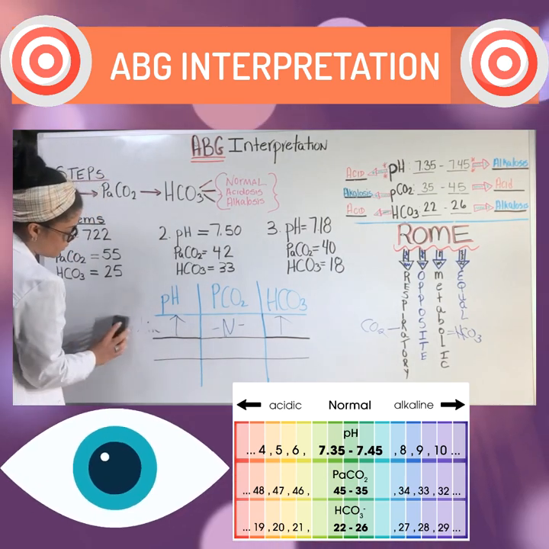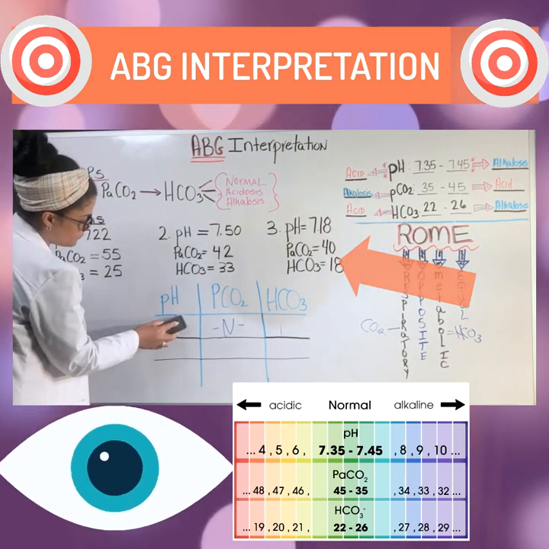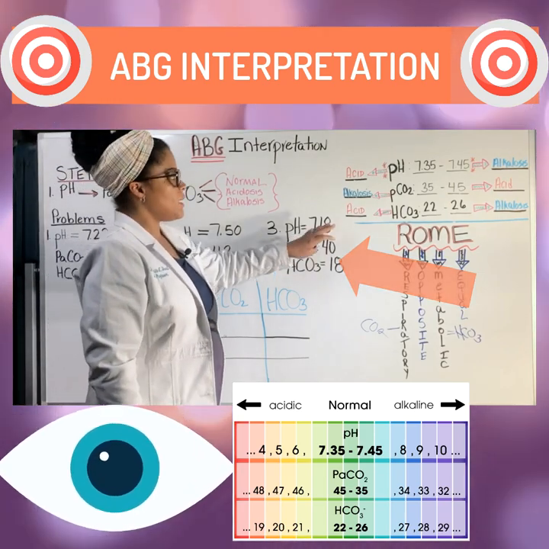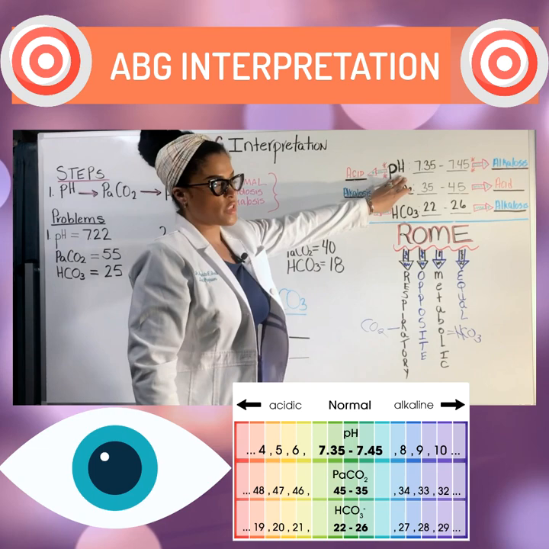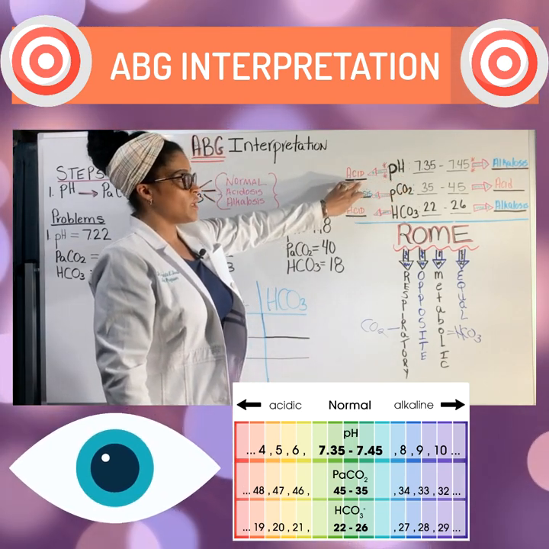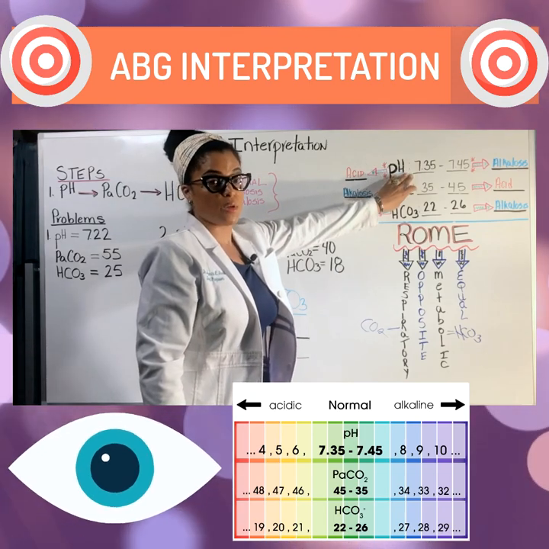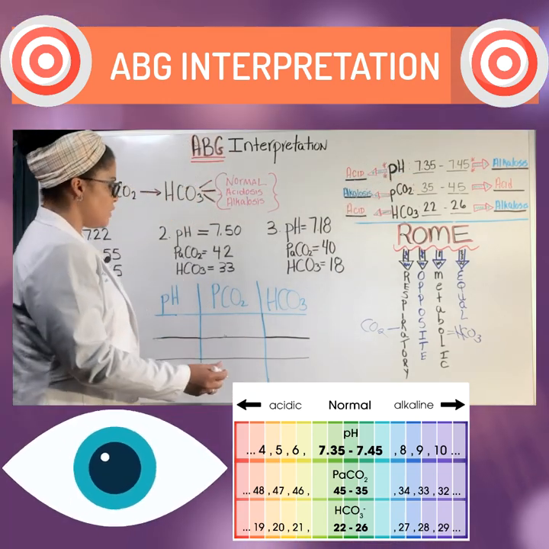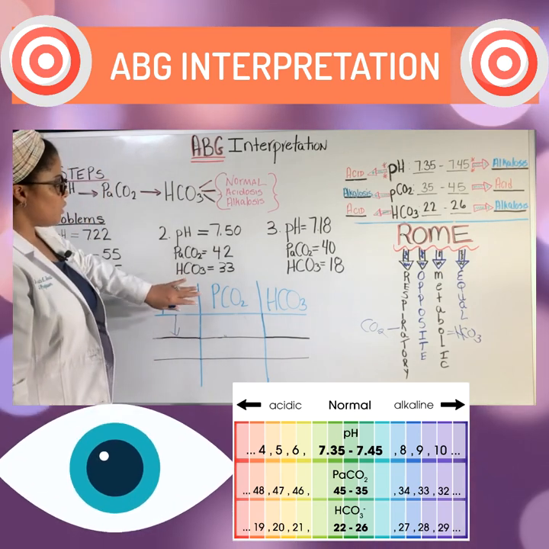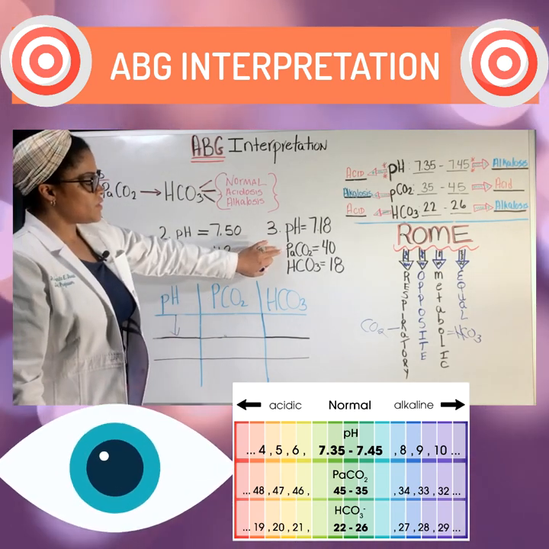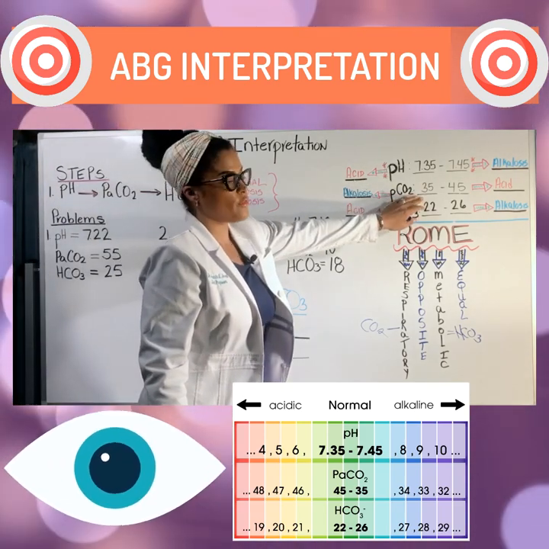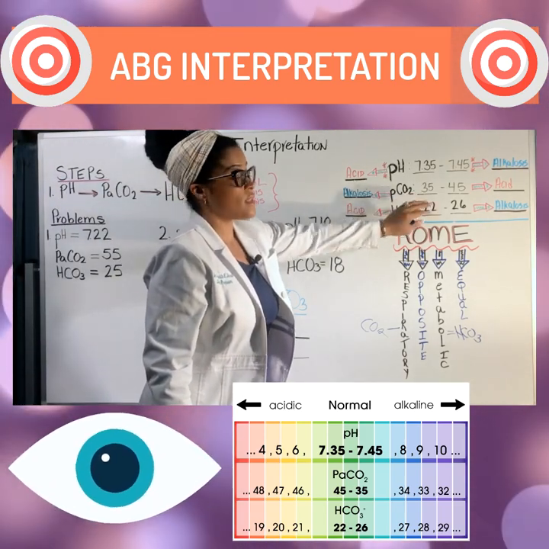Now we're going to do the third example. In this third example, the pH is 7.18, and the normal pH goes from 7.35 to 7.45. So we know that it is below the minimum level it should be, so we are going to put the arrow facing down. Then we're going to look at the CO2 level. The CO2 level for this example is 40. The normal range is 35 to 45, so that tells us it's normal.